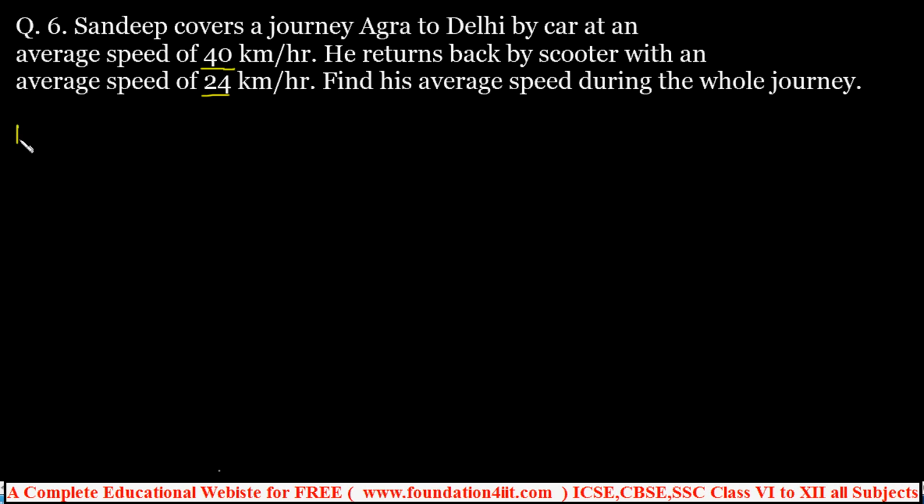So, as I said at the start, there is one formula based on this. Average speed, from one place to another place, up and down. That is from Agra to Delhi, one journey is at 40 kilometers per hour, and the return is at 24 kilometers per hour. So to find his average speed, we have the formula.